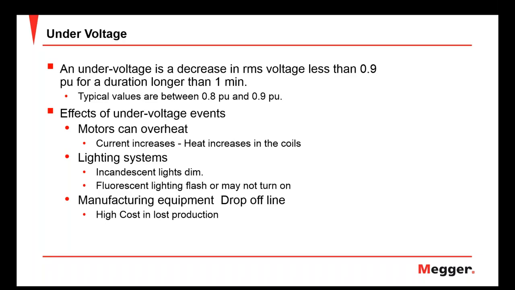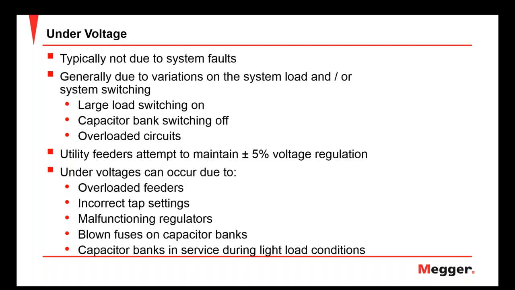In lighting systems, you can see things like incandescent lights. Obviously, we know they dim when that happens. Fluorescent lights, you may see them actually start to flash, or they could turn off completely and may not turn on. And of course, any manufacturing equipment could end up dropping offline.